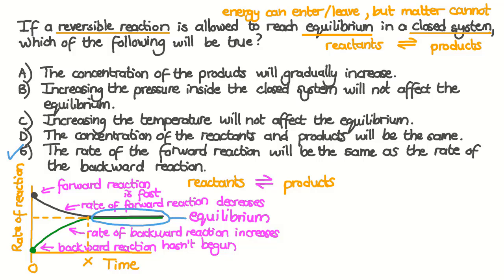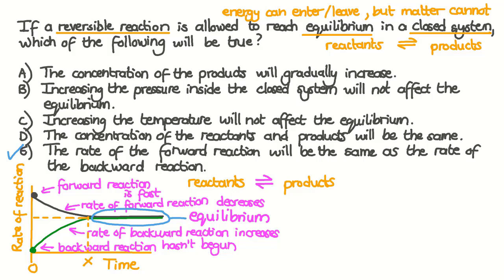We can see that from time equals x, both the black and green curves have the same y value, in other words, the same rate of reaction. Option E is correct. The rate of the forward reaction will be the same as the rate of the backward reaction. Let's confirm this by having a look at the other answer options.